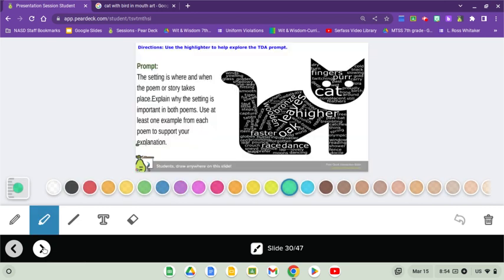Slide 30. All right, so we've got our prompt. The setting is where and when the poem or story takes place. Well, I know setting is an important word. I'm going to highlight that on slide 30 with yellow. Explain why the setting is important in both poems. And this is both poems boiled into this word cloud. Use at least one example from each. Now that you've read both poems thoroughly, please find 5 words that you feel help to answer that prompt on the left that asks you to explain why the setting is important. Please take the time to do so now.